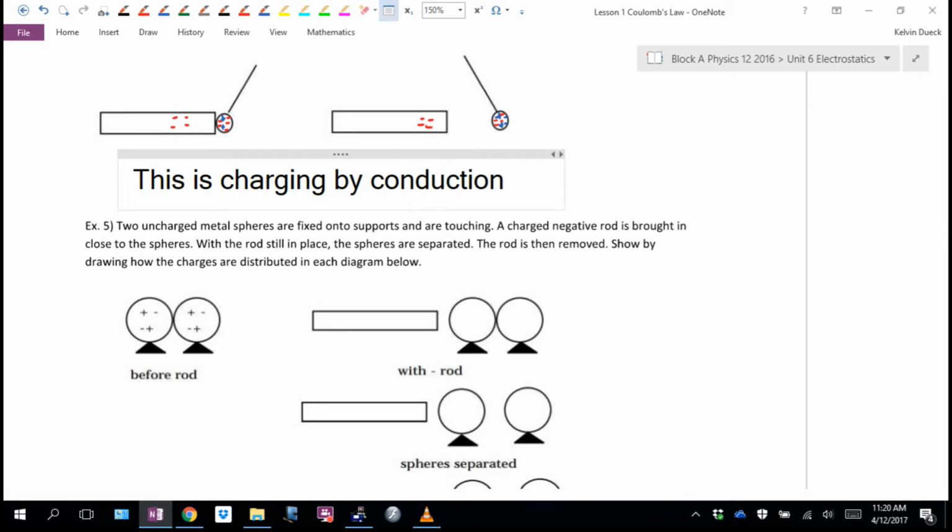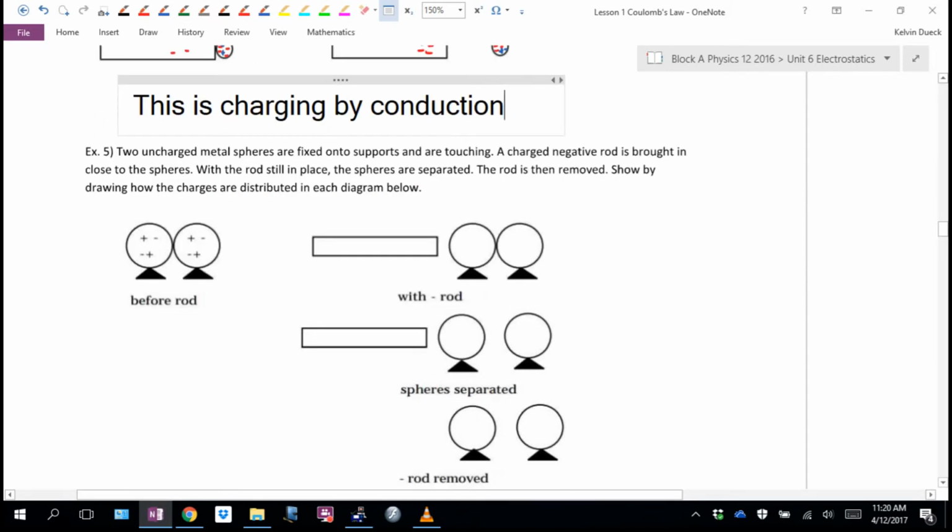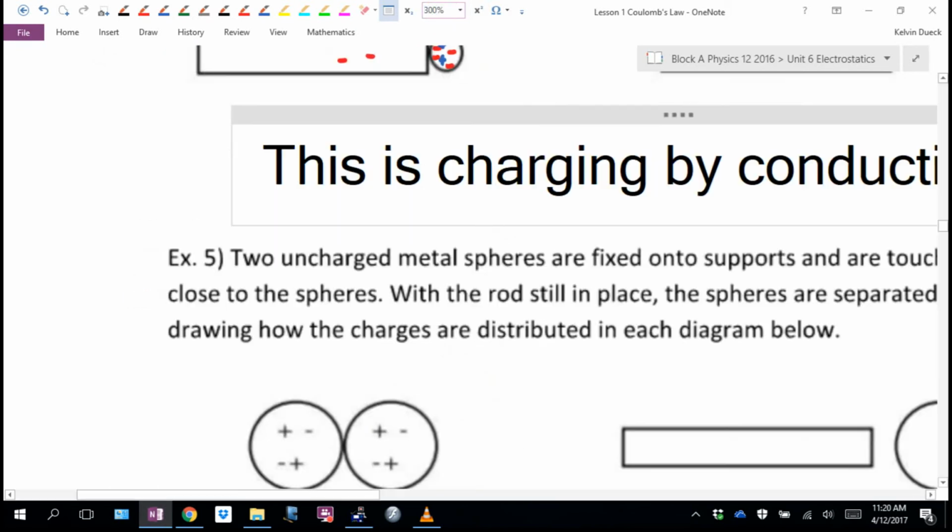You can also charge objects by induction. You can induce a charge. You can create charged objects without touching them. I don't have this one set up. So it says this: two uncharged metal spheres are fixed onto supports and are touching. And right now, they're neutral. There's my charge diagram. Again, it's really a gajillion charges, not 2 and 2, but this is our diagram. A charged negative rod is brought in close to the spheres. With the rod still in place, the spheres are then separated. The rod is then removed. Show by drawing how the charges are distributed in each diagram below. Let's zoom in again.